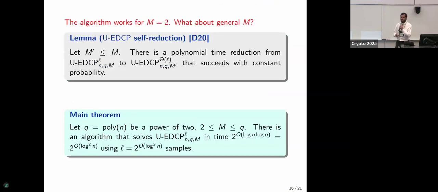because we have this reduction by Dolansky's paper, where UEDCP reduces to UEDCP bar, UEDCP with different m. So if you can solve UEDCP for smaller m, we can solve UEDCP for any m bigger than that m. So using this reduction and our algorithm, we can say that we have a quasi-polynomial time algorithm for UEDCP with a quasi-polynomial number of samples. And now I am going to look at the application of this algorithm for other problems.